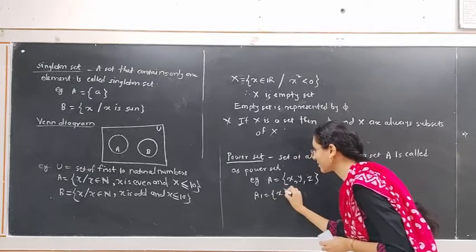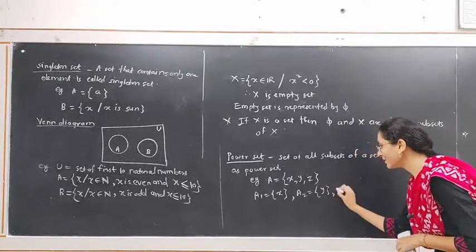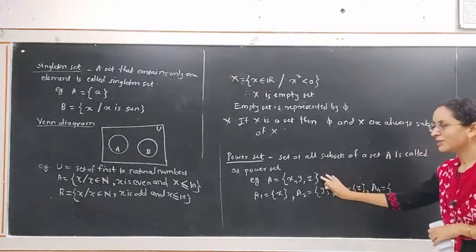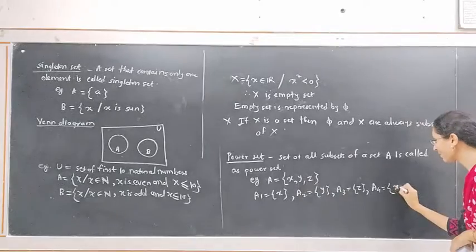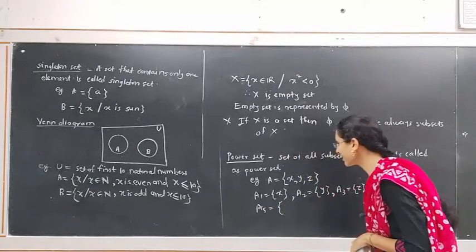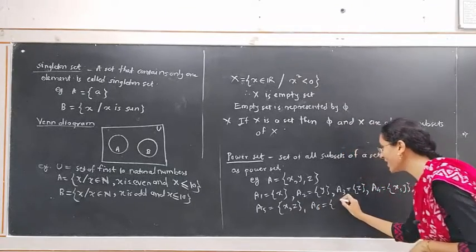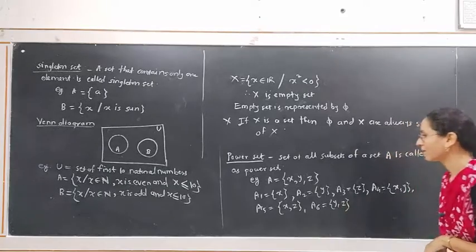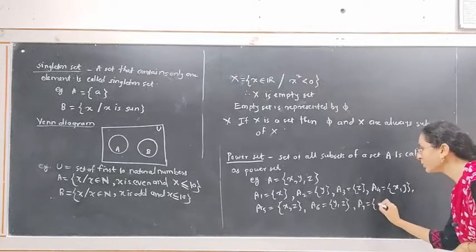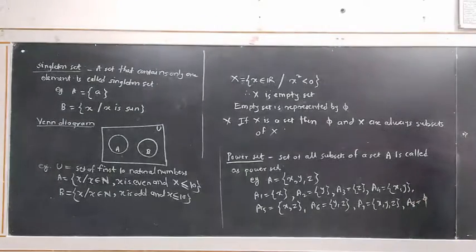A1 is equal to the singleton set X. A2 the singleton set Y. A3 the singleton set Z. A4, the set consisting of two elements of set A, suppose X and Y. A5 is a subset of set A that again contains two elements X and Z. A6 consists of the elements Y, Z. Suppose this is A7, equal to X, Y, Z, and A8 is equal to phi.